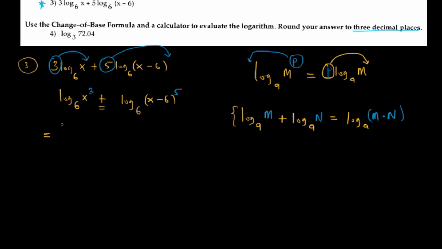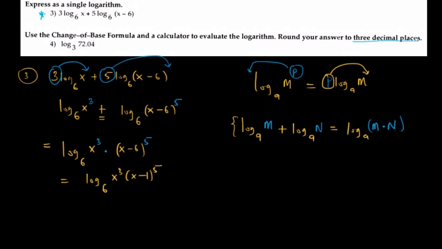So this now becomes log to the base 6 of, my first term x to the power 3, then the plus becomes a product sign, and then you have (x − 6), while the power here is 5. So this is your final answer. Your answer is just this times this, or you can as well write it as log to the base 6 of x to the power 3 times (x − 6) to the power 5. So this is the final answer.